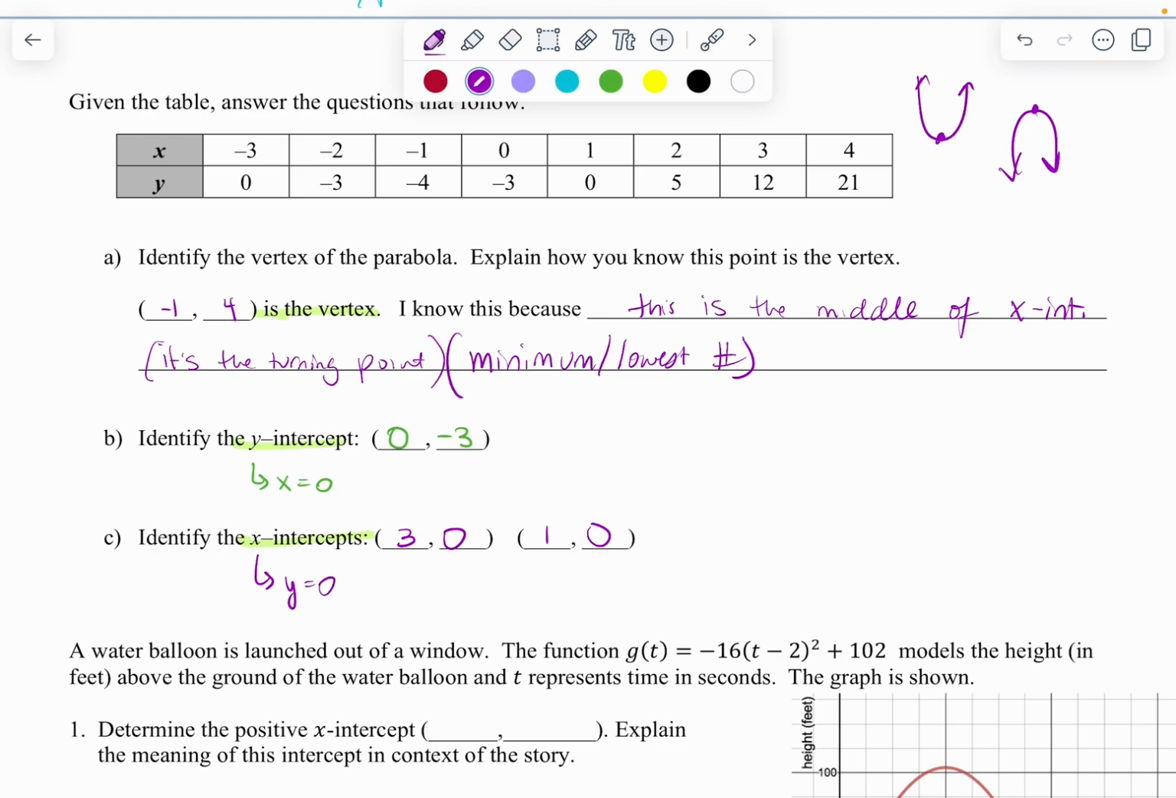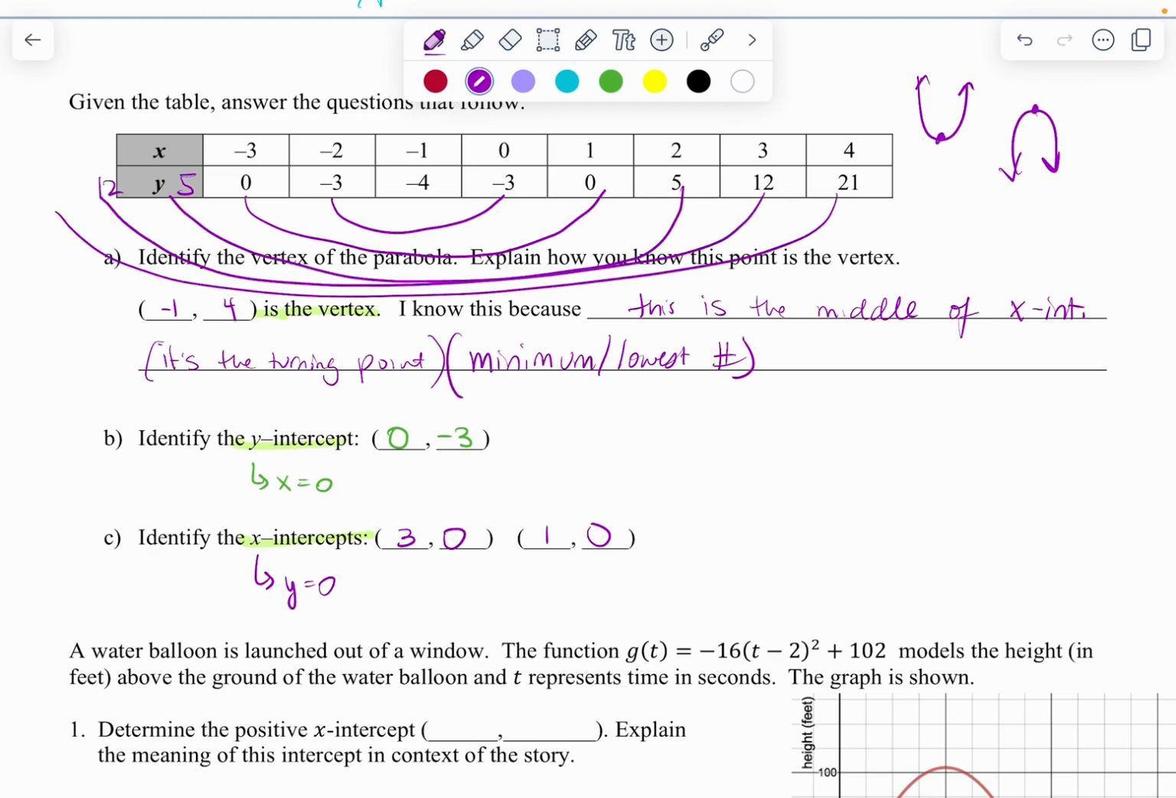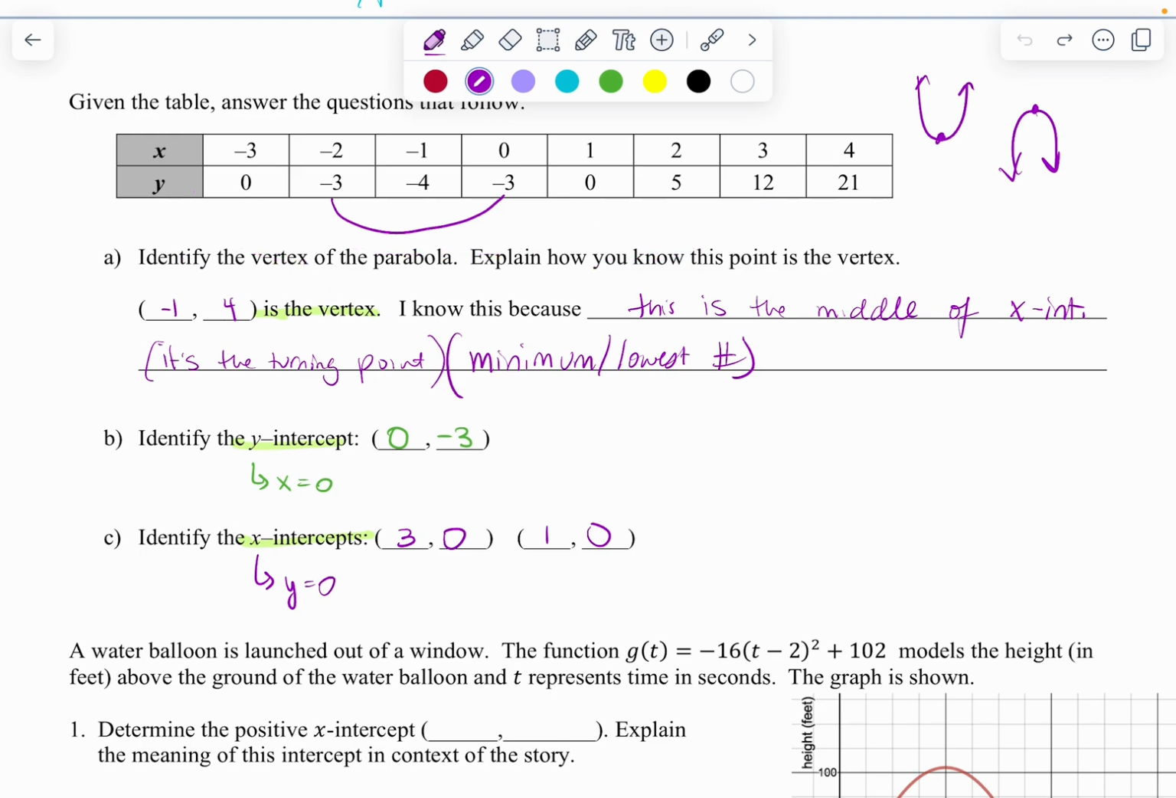So if you notice, -3 and -3 are a match, 0 and 0 are a match. If we kept this going and connected these like kind of smiley face rainbows, 5 and 5 would go here, 12 and 12 would go here, 21 and 21 would go there. So -1, 4 is the only one that doesn't make a match, because it's right in the middle, and that's what a vertex is.